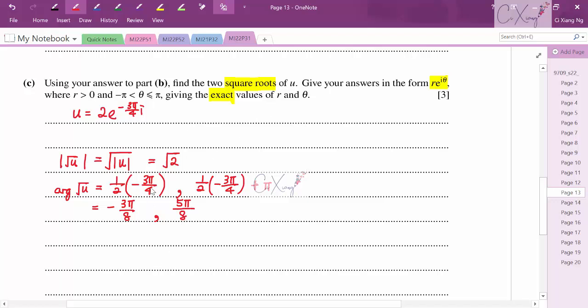All right, so the square root of U actually has the same modulus, and they have two different arguments. So the square root of U, we can rewrite it as: the first answer will be square root 2, e power negative 3 pi over 8i. And another one will be square root 2, e power positive 5 pi over 8i. So this is actually the answer for the square root of U in the exponential form.